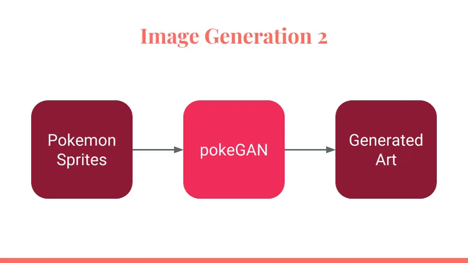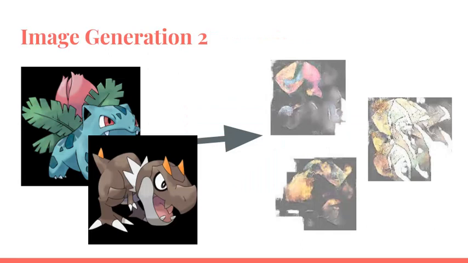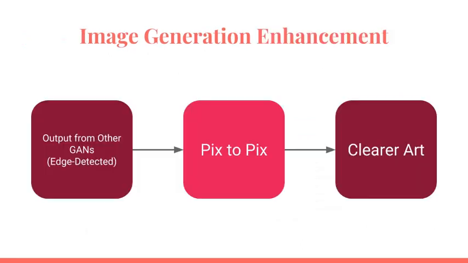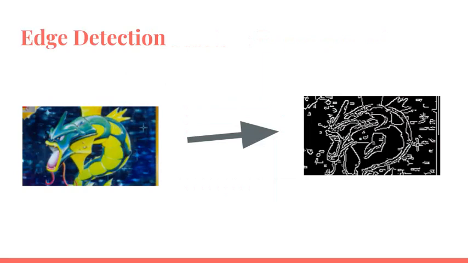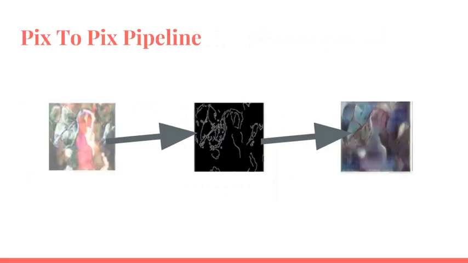For generating images, we decided to use a generative adversarial network, or GAN. After several attempts, we settled on a multi-step process. First, images would be generated using Suraj Raval's Pokemon GAN, and then run through a second model called Pix To Pix. Pix To Pix takes edge-detected versions of the GAN art and makes them cleaner. Although this technique could use more training time, it does seem to help define the shapes in the image.